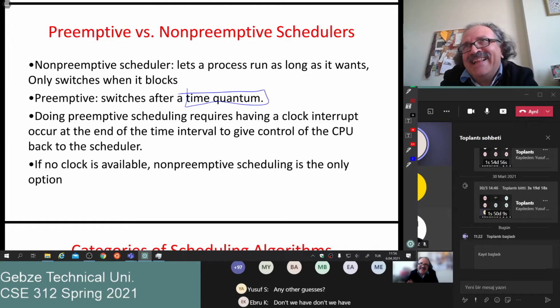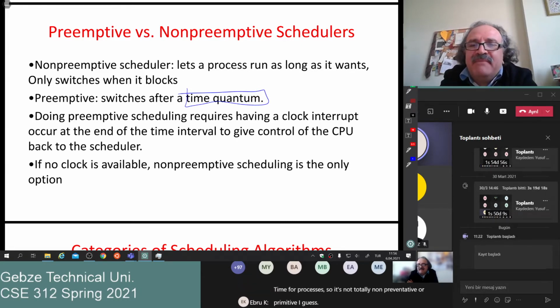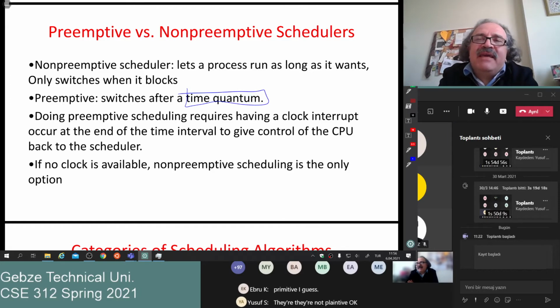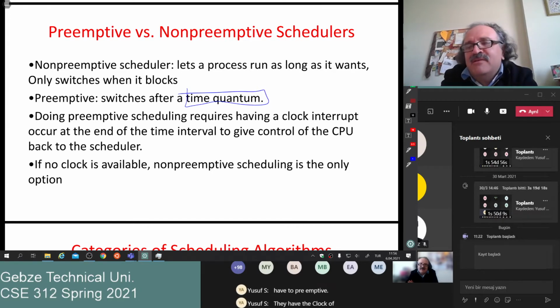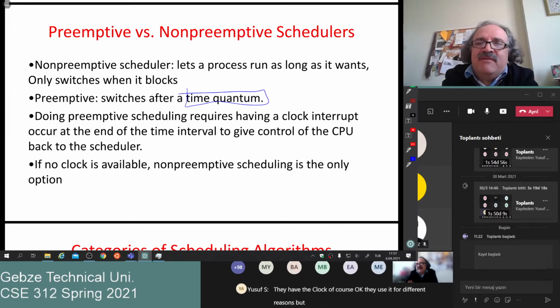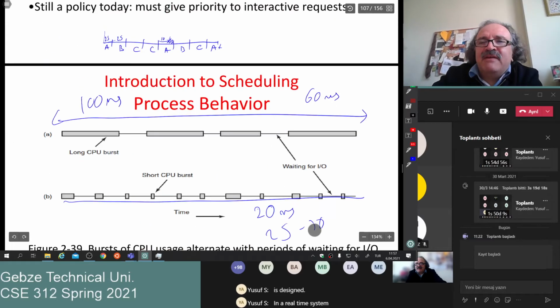Don't we provide the time for processes, so it's not totally non-preemptive or preemptive, I guess. They are non-preemptive. Well, they have the clock. The fact that you have a clock doesn't mean that you have to be preemptive. They have the clock, of course. They use it for different reasons, but they are not preemptive because each process is designed in a real-time system.